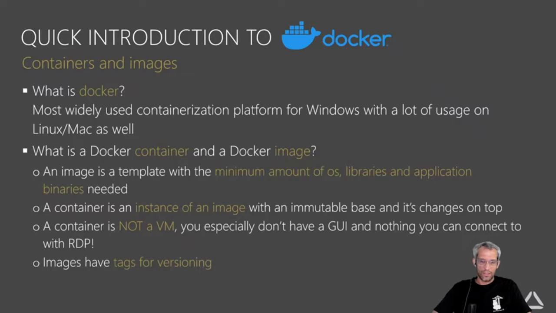What is a Docker container? What is a Docker image? The image is the template, so kind of the recipe that you need to create a container. It has the minimum amount of the operating system, the libraries, and the application binaries that you need to run your application. So the base idea is to bring everything together that you need to run your application to get it started and run it successfully, but nothing else. And that one is put into an image, so you have kind of a template.